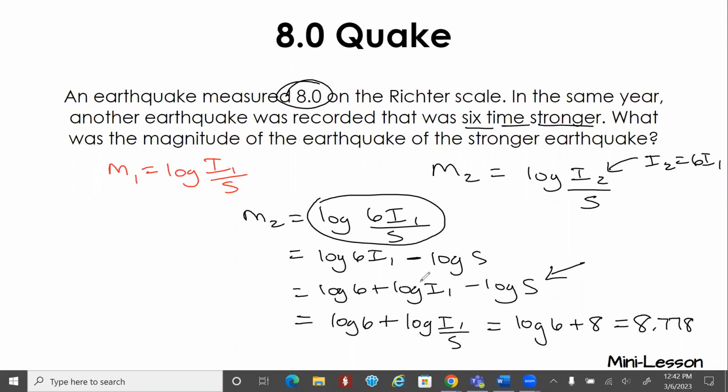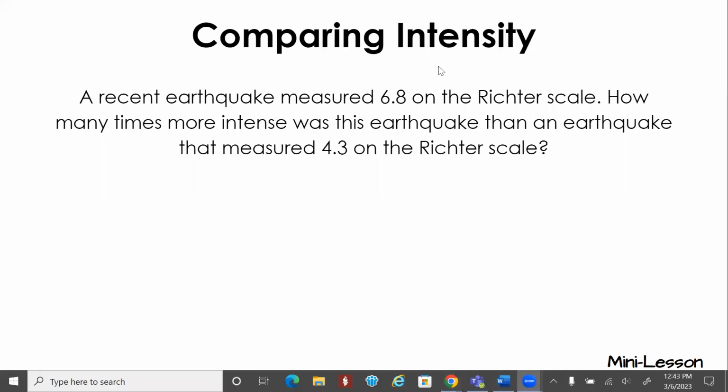Yep, so expand it, right? Yes, ma'am. That's 2 more problems. All right, so a recent earthquake measured 6.8 on the Richter scale. How many more times intense was the earthquake than an earthquake that measured 4.3 on the Richter scale?